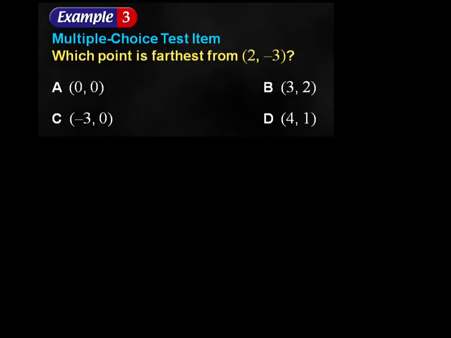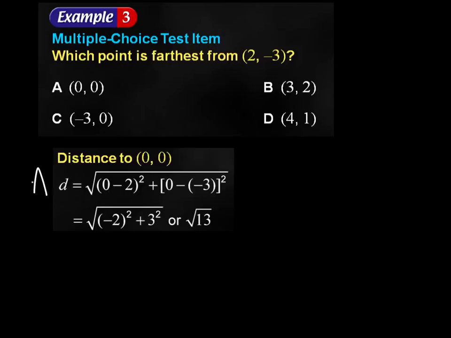This is a horribly devious question. What a brilliant way to write a multiple choice distance question. Which point is farthest from (2, negative 3)? So they're going to make us do the distance formula 4 times for one problem. For A, the difference in the x's is 2. I don't care about the negative because negative 2 times negative 2 is also 4. And the difference in the y's is 3. So we have square root of 13.